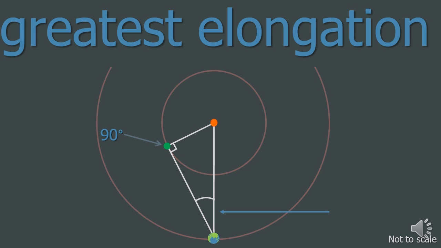Mercury and Venus have different values of greatest elongation, as they orbit at different distances from the Sun. The reason greatest elongation is interesting is because if you want to observe Mercury or Venus, these are the best times to do so.